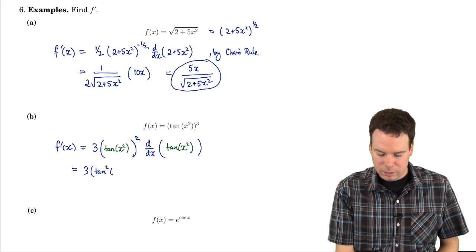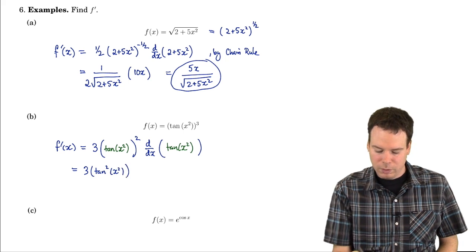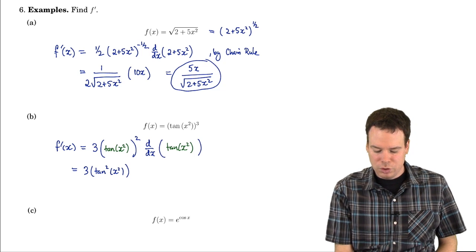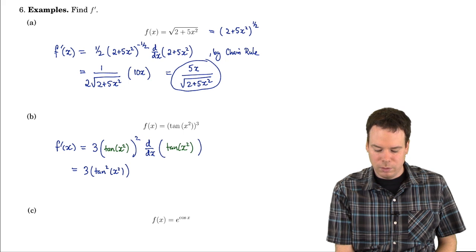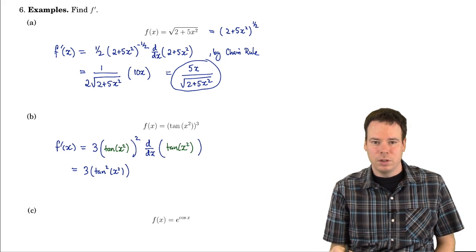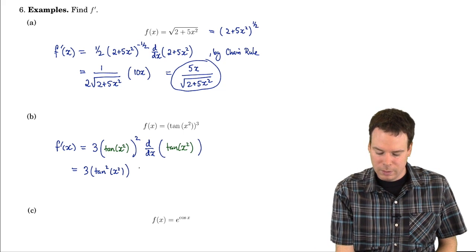So this was 3 times tan squared x squared. Of course, this is just shorthand notation. Tan squared of the argument is equivalent to having the square on the outside. This is just shorthand notation that we've adopted for trig functions and their powers.